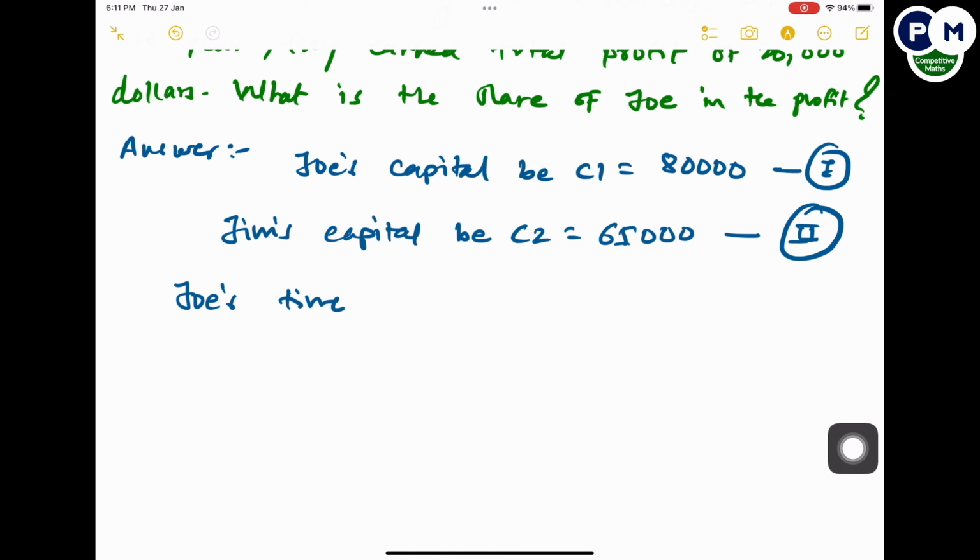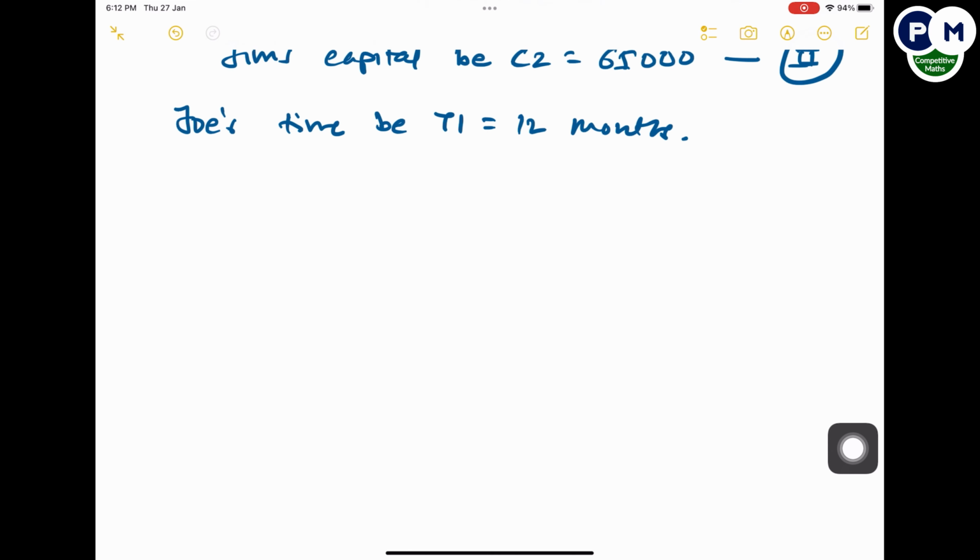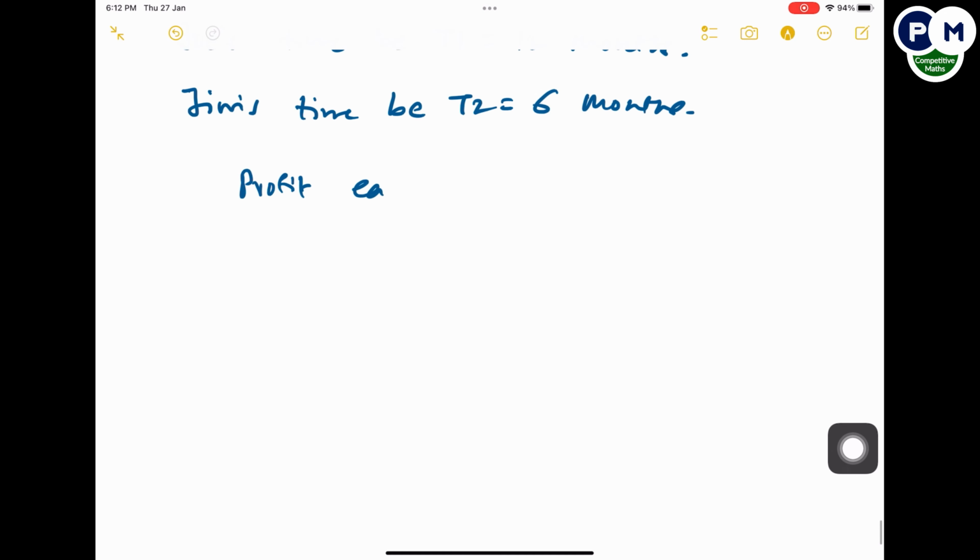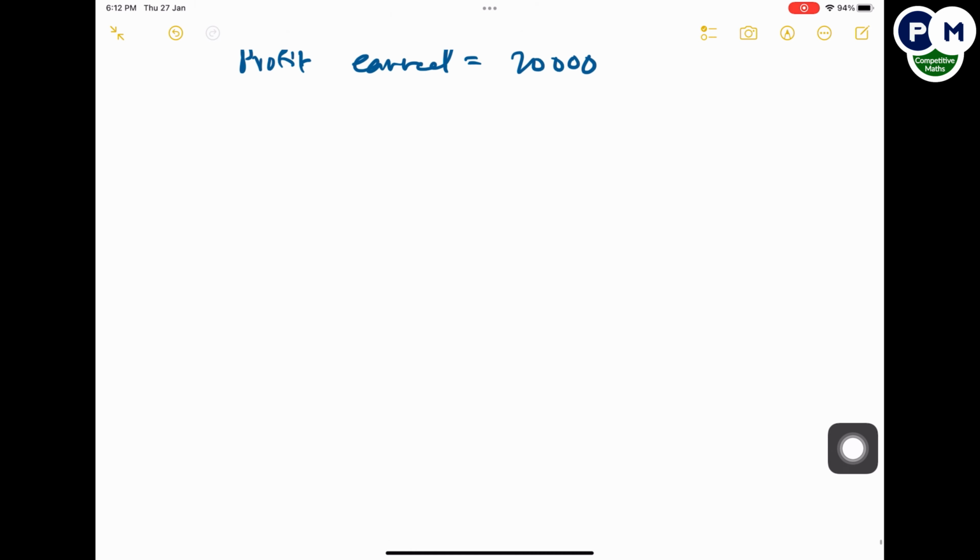Joe's capital BC1 equals $80,000. Jim's capital BC2 equals $65,000. Joe's time BT1 equals 12 months. Jim's time BT2 equals 6 months. Profit earned equals $20,000.